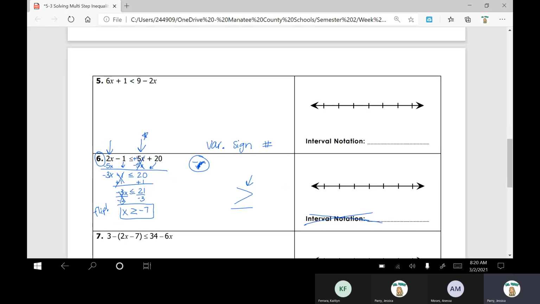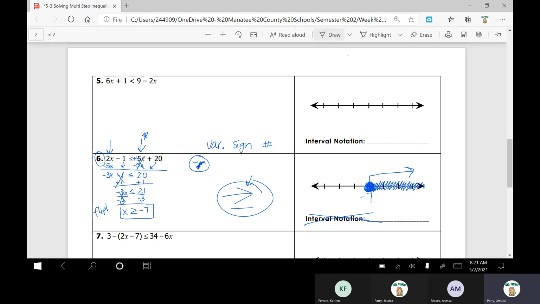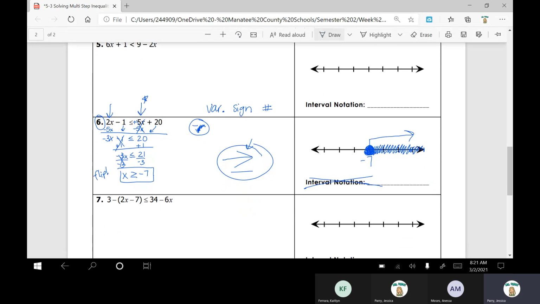You're not doing interval notation. Here's my negative 7 in the middle. That's all that matters. Here's my sign. What kind of dot? Extra ink for the sign, extra ink for the dot: a closed dot on negative 7. I know you guys know how to do this. Turn it into an arrow. It's pointing to the right, so shade everything to the right, nice and bold, nice and big so we can see. And number 6 is all finished. Perfect. Let's keep on going.